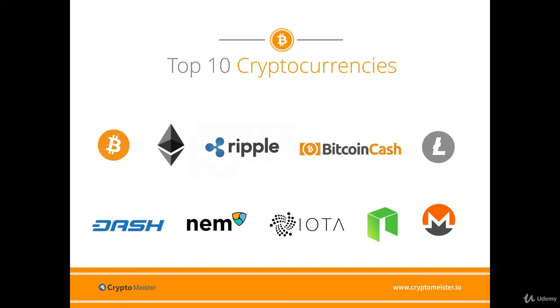NEO is often referred to as the Chinese Ethereum, and is the first decentralized open source cryptocurrency in China. In late September 2017, China announced a ban on ICOs, which did affect NEO, but since then the price has corrected itself.